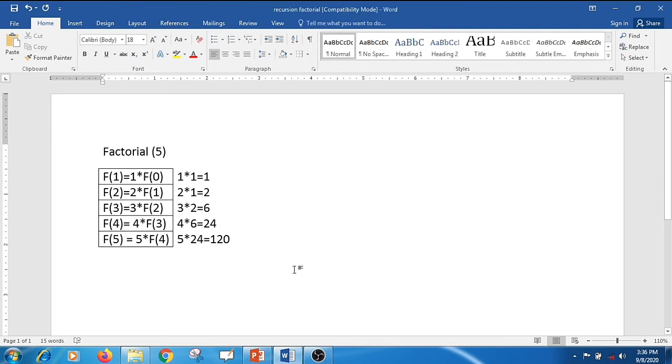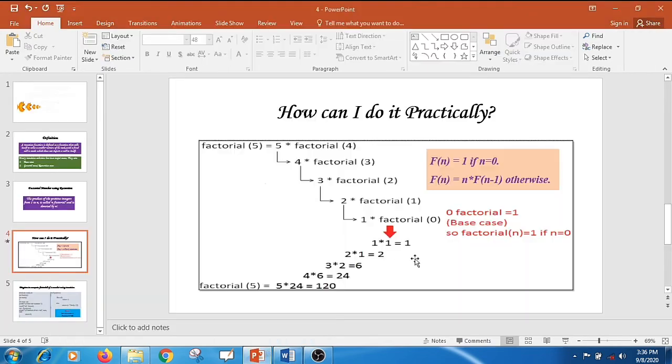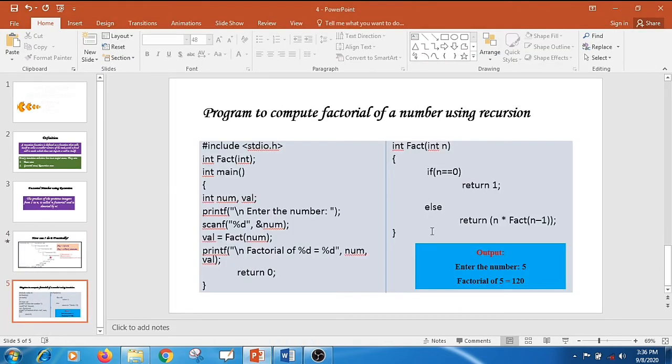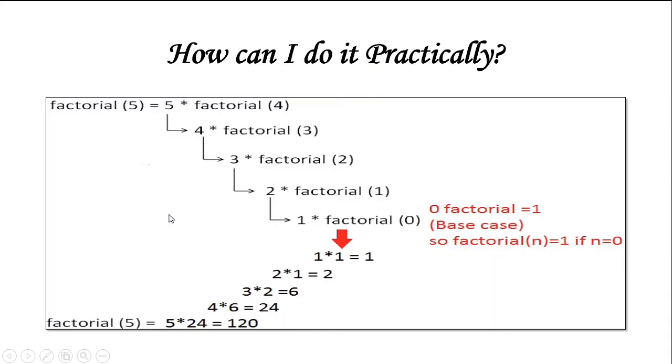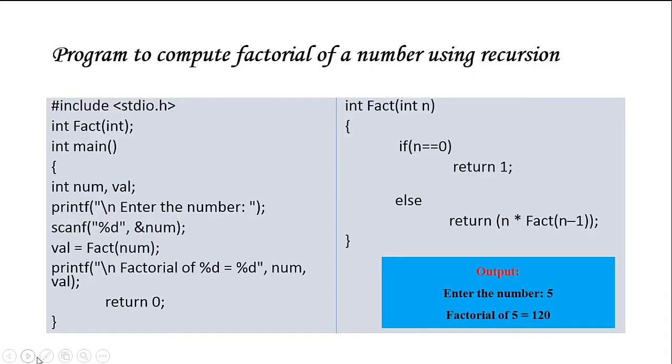So this is how factorial can be found out. Okay, so let us see how we can code. Initially we want a number to read, right? So enter the number, then you are going to read that number. That number I am going to give as the parameter for the function fact.